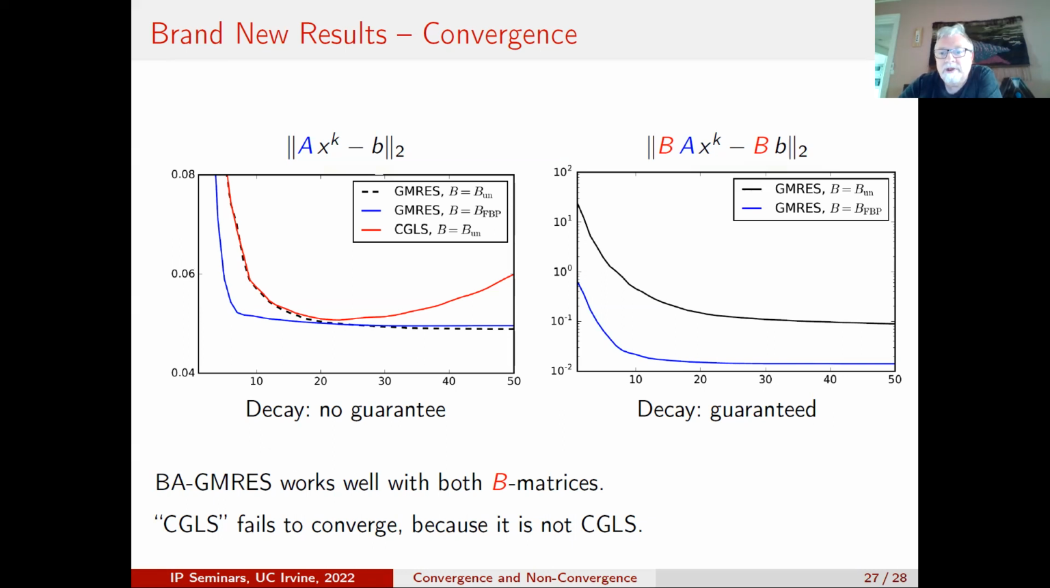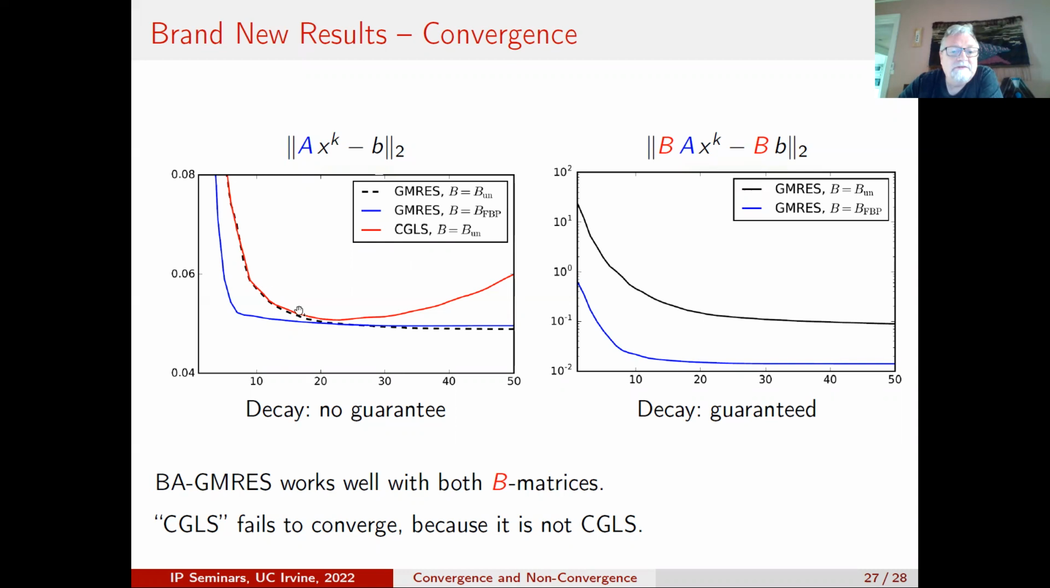And in fact, if for B we use a filtered back projection, we actually have pretty fast convergence. So that would be one way to go. Then there's one more curve over here, and that is the red curve. I write CGLS.